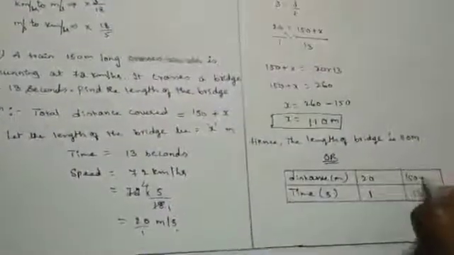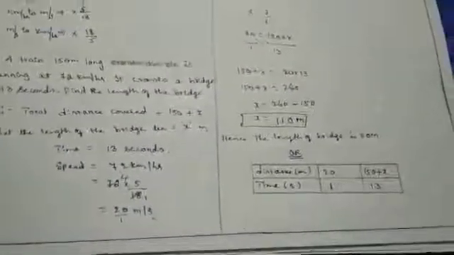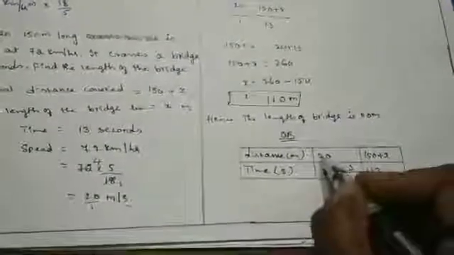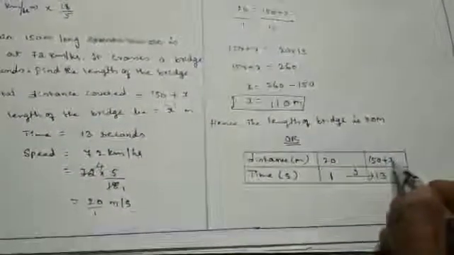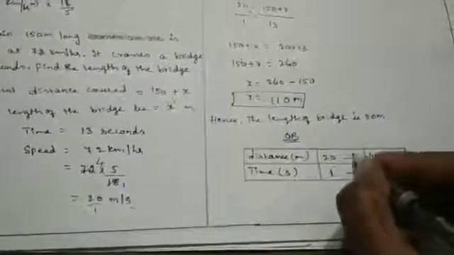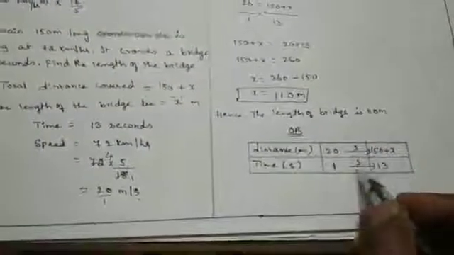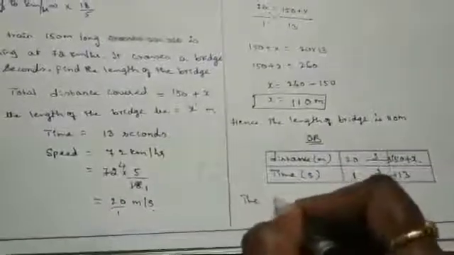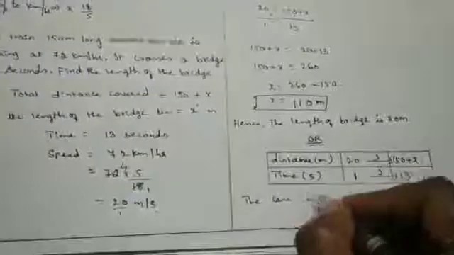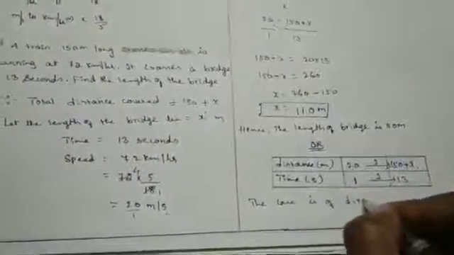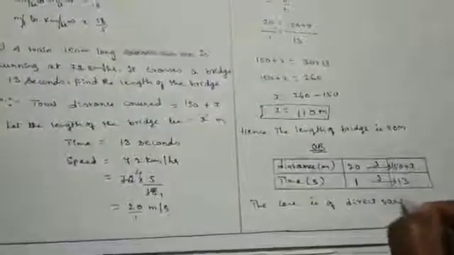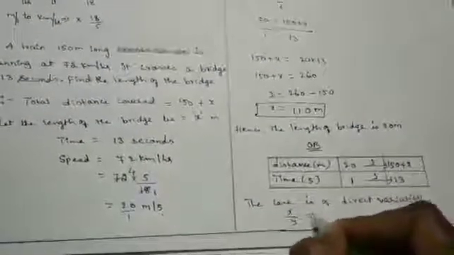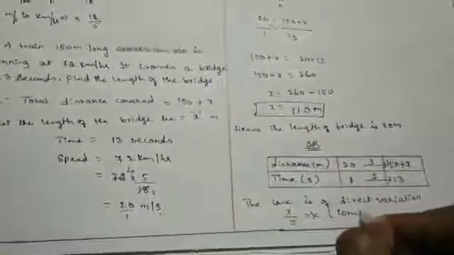150 plus x. Right? Then you see here, from here to here it is increasing, and here it is only 20, here 150 plus x, which means it is also in increasing order. So when both are increasing, the case is of direct variation. Then x by y is equal to k, where k is constant.